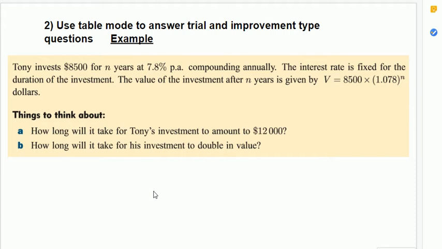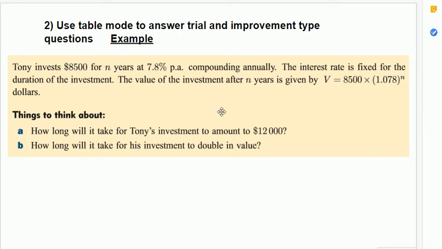Now, there's absolutely no obligation on the examiner to give you this formula. You, having studied compound interest, should know that that is the future value formula. So future value equals present value, as in the initial investment, times the multiplier, so the number you multiply by to increase a number by 7.8%, to the power of the number of years. So hopefully you all remember that.